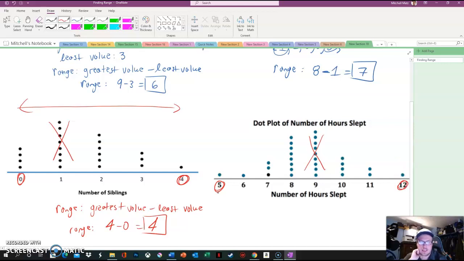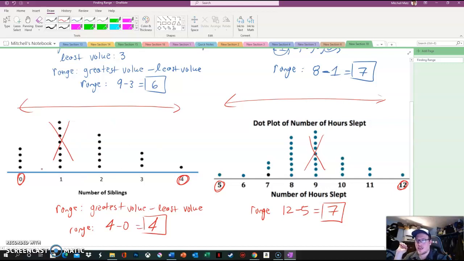So these are my least and my greatest values. I'm going to find my range again. My range, in this case, would just be 12 minus 5, which would be 7. So this dot plot has a range of 7. Again, that's just showing us how spread apart the data is. If I was to compare these two dot plots, this dot plot has a much bigger range, or the data is spread much further, than this dot plot, because it has a range of 4.